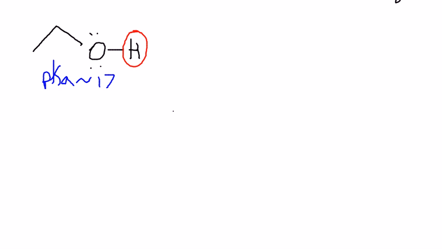I'll start off with an example. So let's take this structure here, and this is ethanol. Now, if we want to completely remove this hydrogen, so this proton off of ethanol, well, it has a pKa of about 17. And what that means is that it takes a pH of 20 to completely deprotonate ethanol.